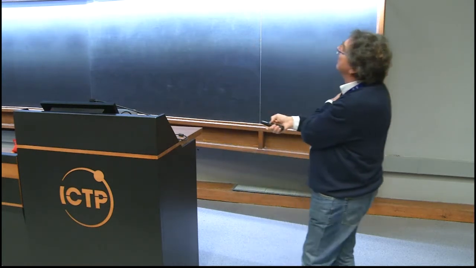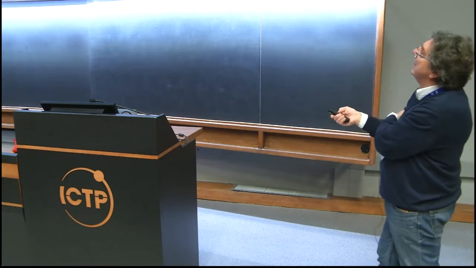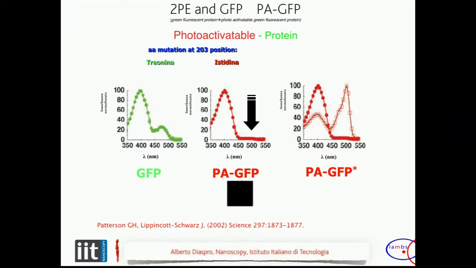But then if you photoactivate this GFP, photoactivate means under single photon, using 405, you use a decarboxylation in the protein. This changes the structure and the excitation spectrum changes in this way. And so your protein becomes visible. But the great advantage here is that you start dark and you go bright.